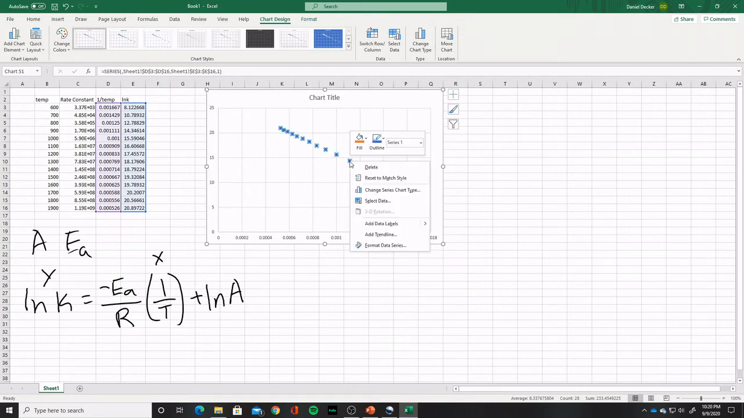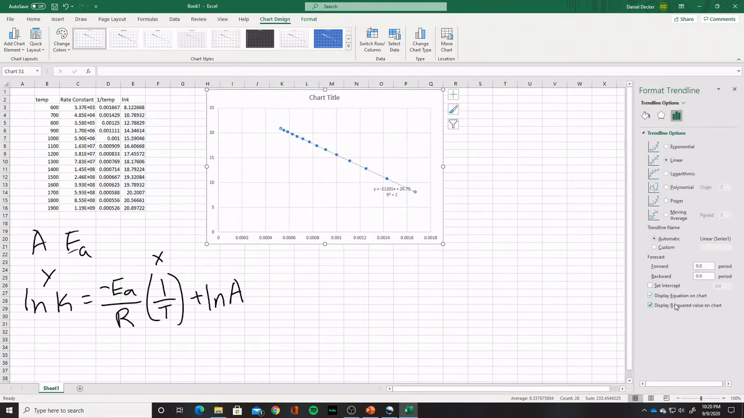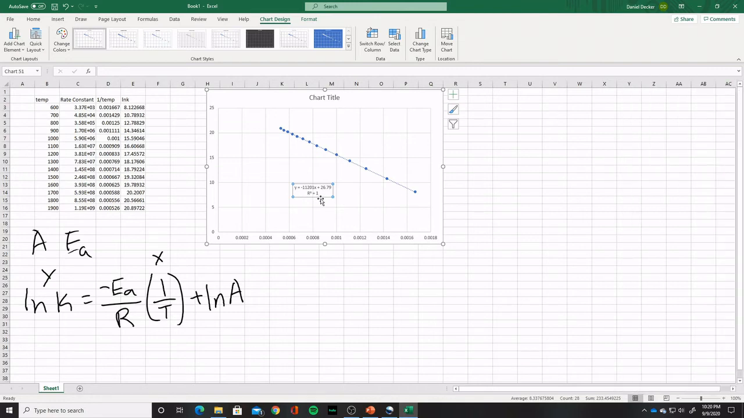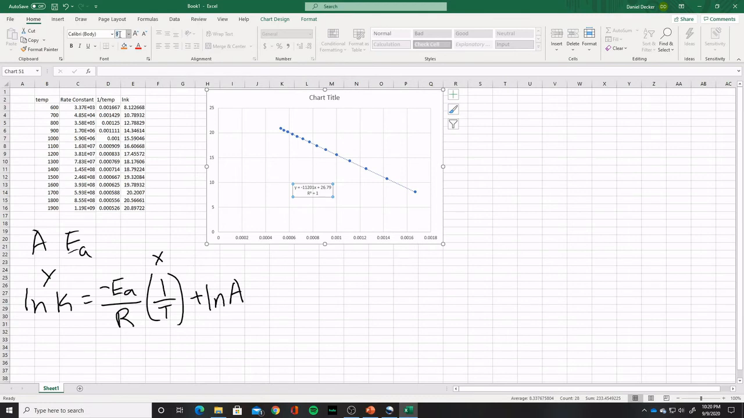So again, I'm going to right-click on a data point, add trend line, display the equation and the r-squared value, even though I don't really need the r-squared value. It's kind of nice to see it, though. So once again, we have pre-prepared data, canned data as it is sometimes called, because we have a perfect r-squared value. Normal data is not perfect, but we'll go ahead and work with it. So we are looking for two things here. We want A and we want EA.